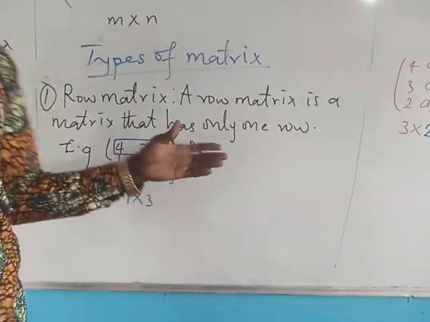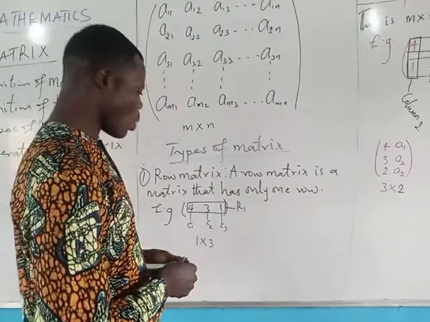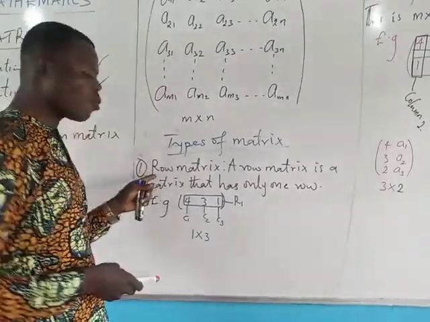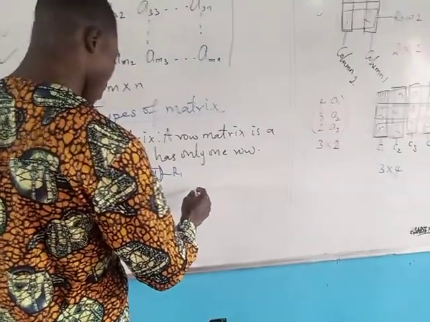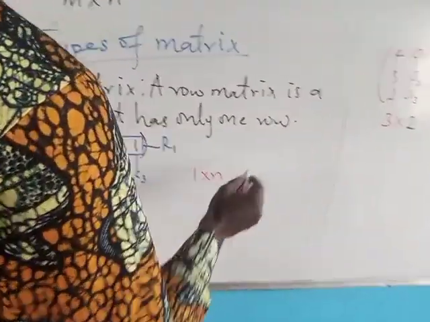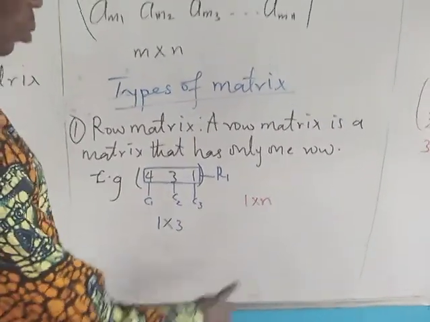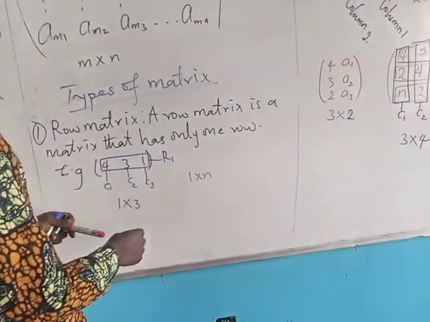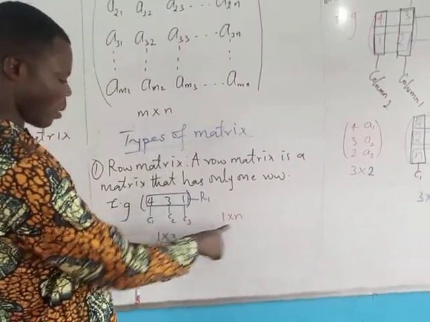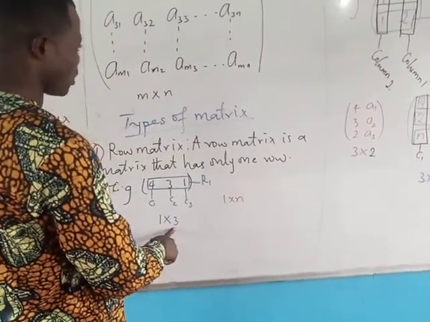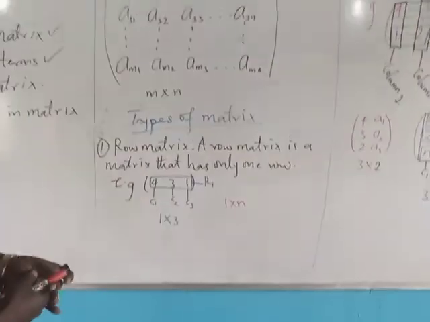So any matrix with only one row is a row matrix. We can also say a row matrix is a matrix of order 1 by n. A matrix of order 1 by n. So n here depends on the number of columns that we have. So like this, our n is 3. So this is what we call row matrix.